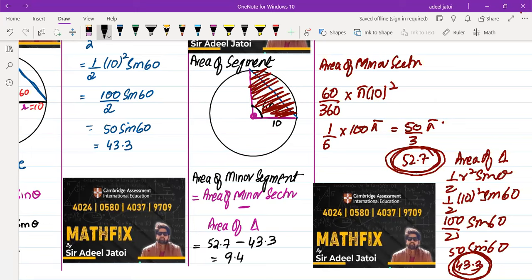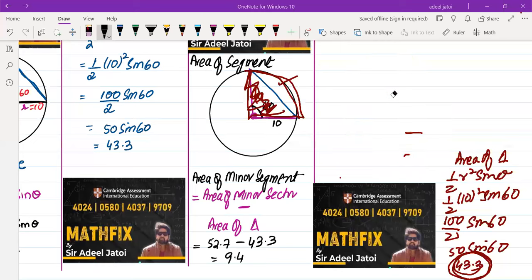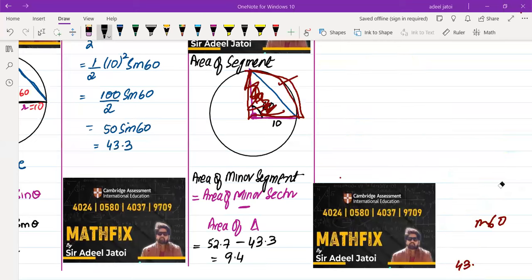Why do I need to subtract it? I need to subtract it because I need the area of the minor segment, which is this. When I know that this is your sector and the triangle is subtracted from the sector, I will get the minor segment.